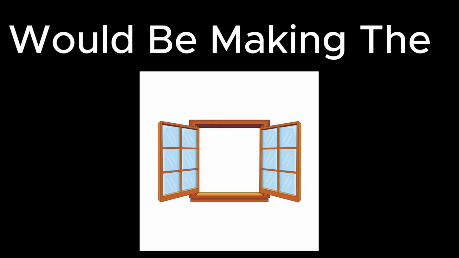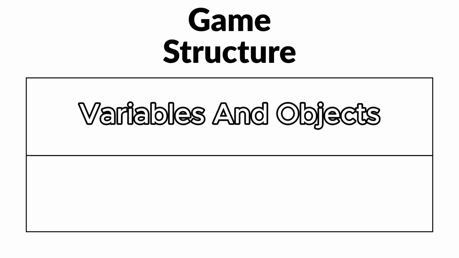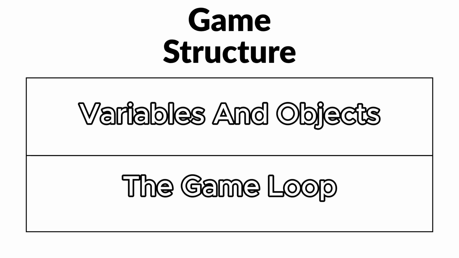Anyway, our first goal will be making the window. According to Programming with Nick, the structure of a game consists of two parts, one for variables and objects, the other is for the game loop, where our code will be executed.